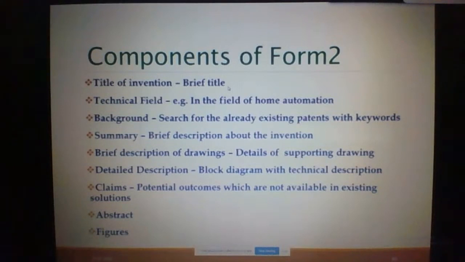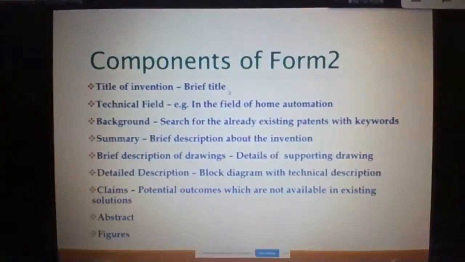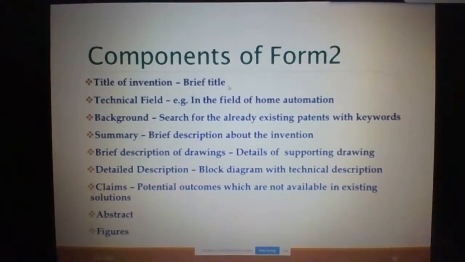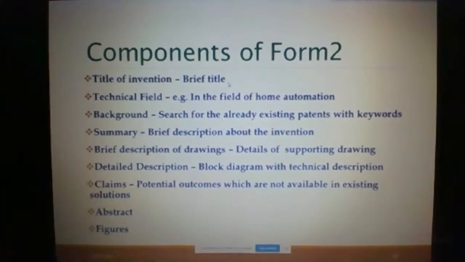And review of literature. You have to add the patent number details, read that patent carefully and write down bullet points regarding that patent. It depends on you how many similar patents you are getting. The background is the same as the prior art. Then the summary is a brief description about the invention.